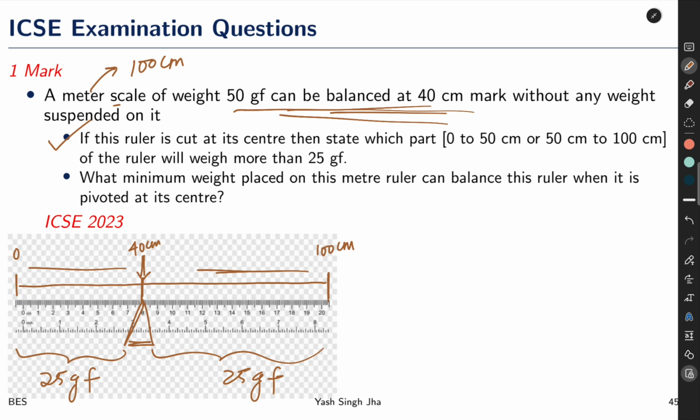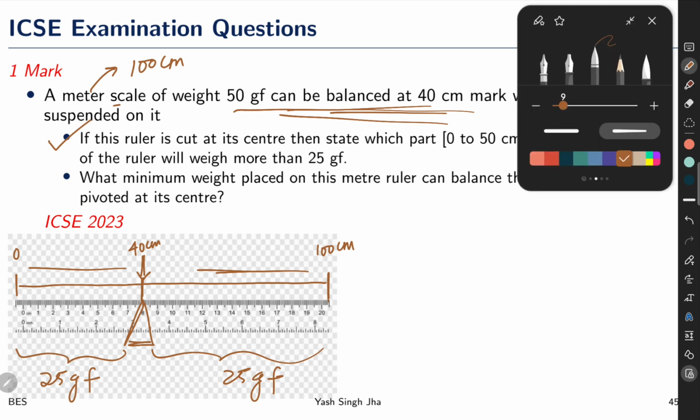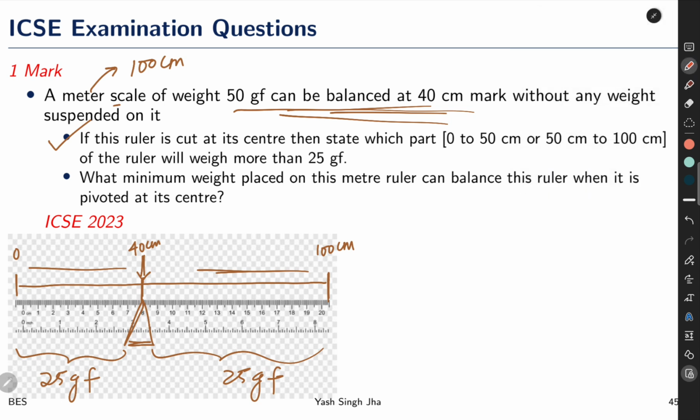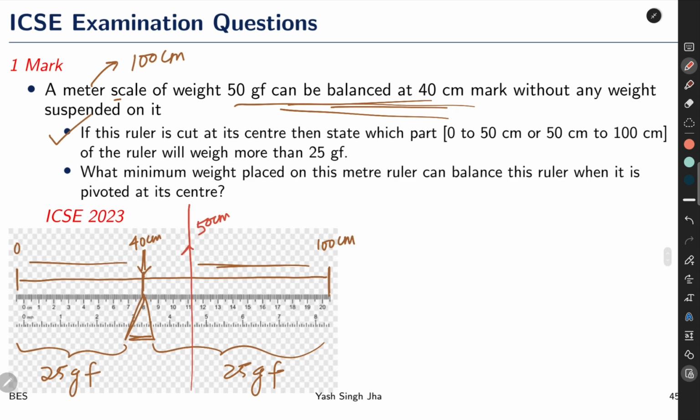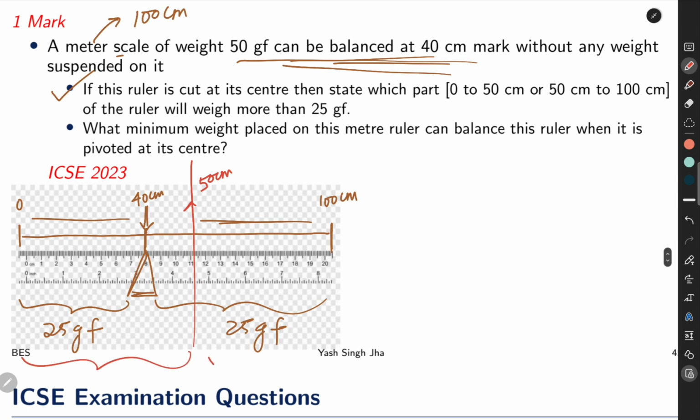If this ruler is cut at its center, then state which part, 0 to 50 centimeter or 50 centimeter to 100 centimeter of the ruler, will weigh more. They are saying if I take a ruler and cut it at the 50 centimeter mark, and then I evaluate these two parts, 0 to 50 centimeter and 50 centimeter to 100 centimeter, which of these parts will weigh more?